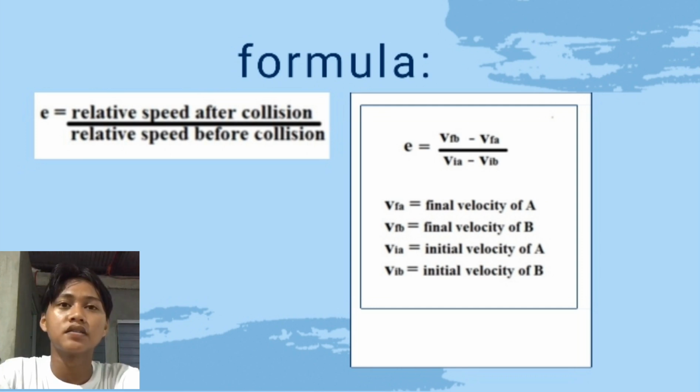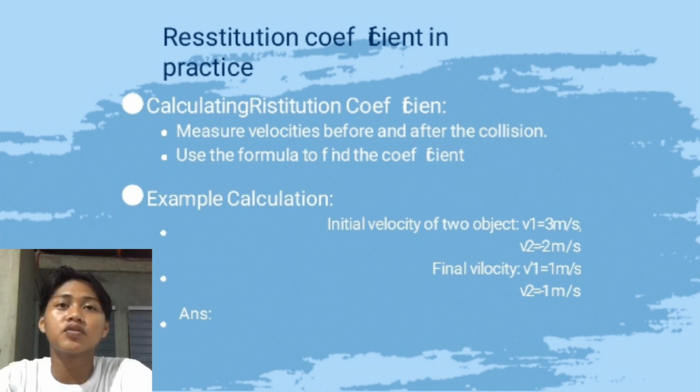The formula is e equals VFB minus VFA over VIA minus VIB, where VFA is the final velocity of A, VFB is the final velocity of B, VIA is the initial velocity of A, and VIB is the initial velocity of B. Calculating restitution coefficient: measure velocity before and after the collision. Use the formula to find the coefficient.